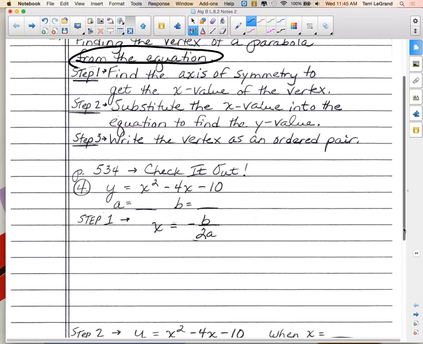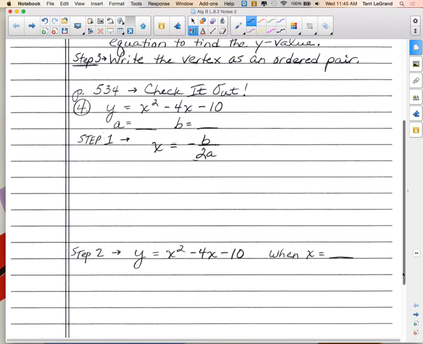Step 1, find the axis of symmetry to get the x value of the vertex. Remember, that's what these guys came up with. Find the axis of symmetry, and then you can say, oh, there's the x value of the vertex, and whatever that x is set equal to, that's got to be the x value for the vertex. Step 2, substitute the x value into the equation to find the y value. And then step 3, because the vertex is a point on the parabola on the graph, we have to write it as an ordered pair. Not as an equation. It's not a line, it's a point on the graph.